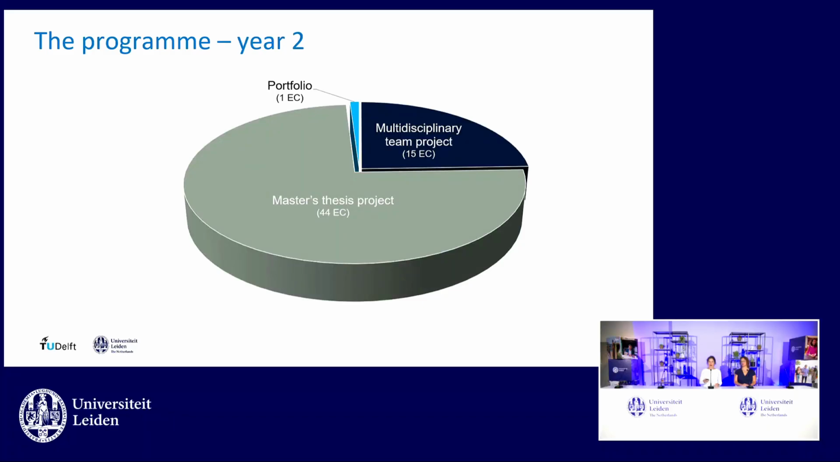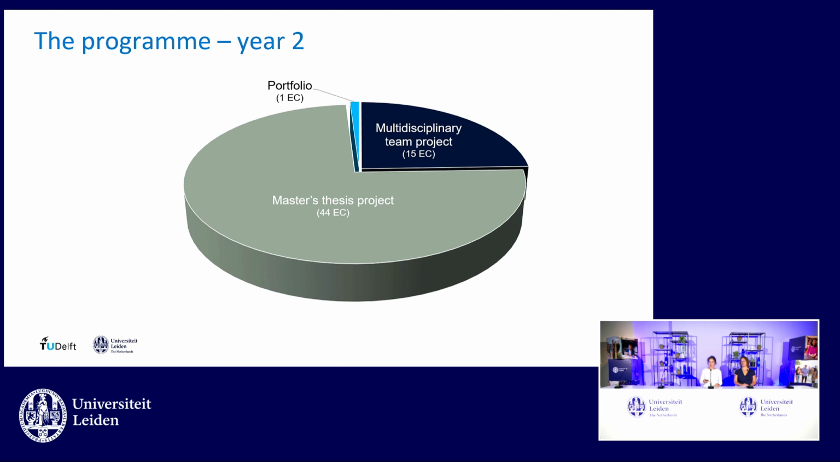And in the second year, it's almost the reverse. There is no coursework, or very little coursework, depends a bit on which master thesis direction you choose. But mostly it's a team project, a larger team project this time, 15 EC. And then there is your master's thesis project, which is an individual project, 44 EC. And there's a very tiny part of the chart in bright blue, which is called portfolio.